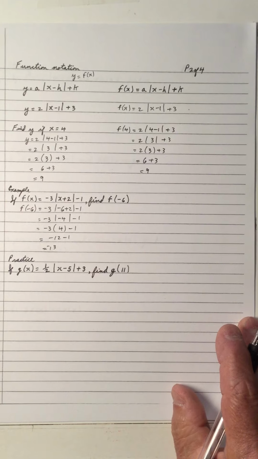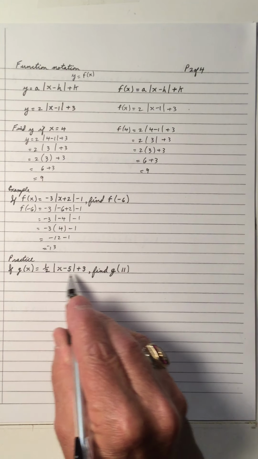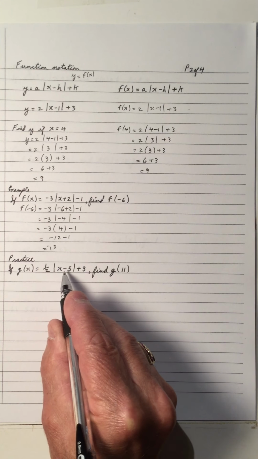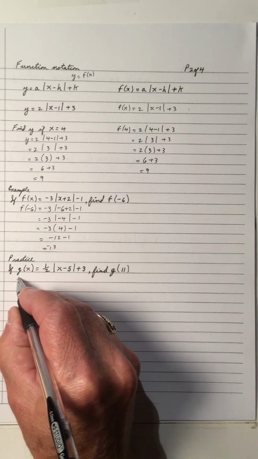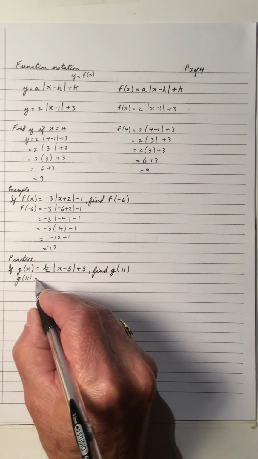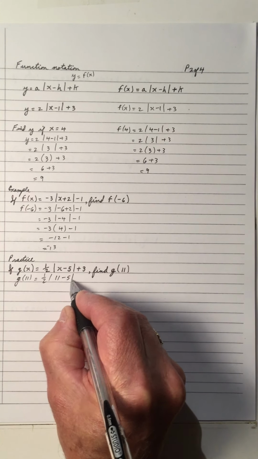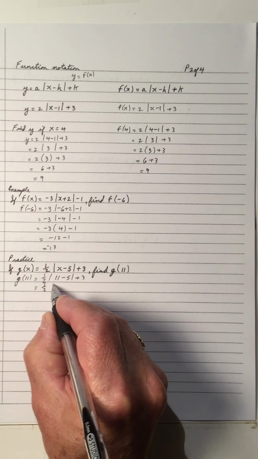And practice means pause the video and see if you can work out the correct answer to this one. g of x is equal to a half absolute value of x minus 5, plus 3. Find g of 11. So g of 11 means that x is 11. So we sub 11 into the place of x and work it out.